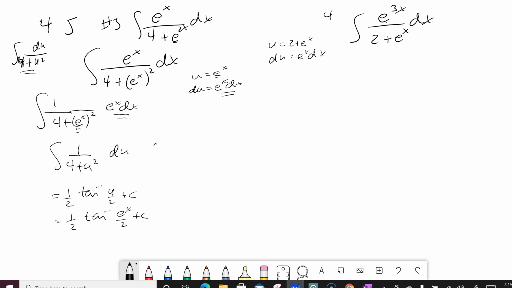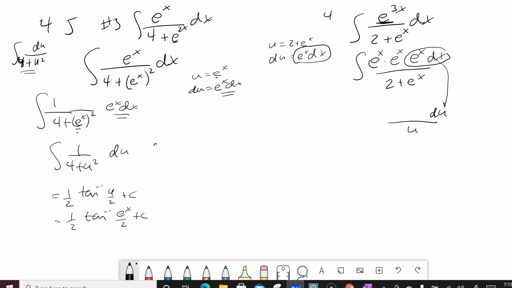So I'm thinking, let's break this guy up. e to the 3x is the same as e to the x times e to the x times e to the x. One of those e to the x's and the dx has to come out in order to get the du in. The denominator is u, so now what am I going to do with those two remaining e to the x's? This is the clever part. You want to say u minus 2 is e to the x. So that will give me u minus 2 times itself twice, so (u minus 2) squared.